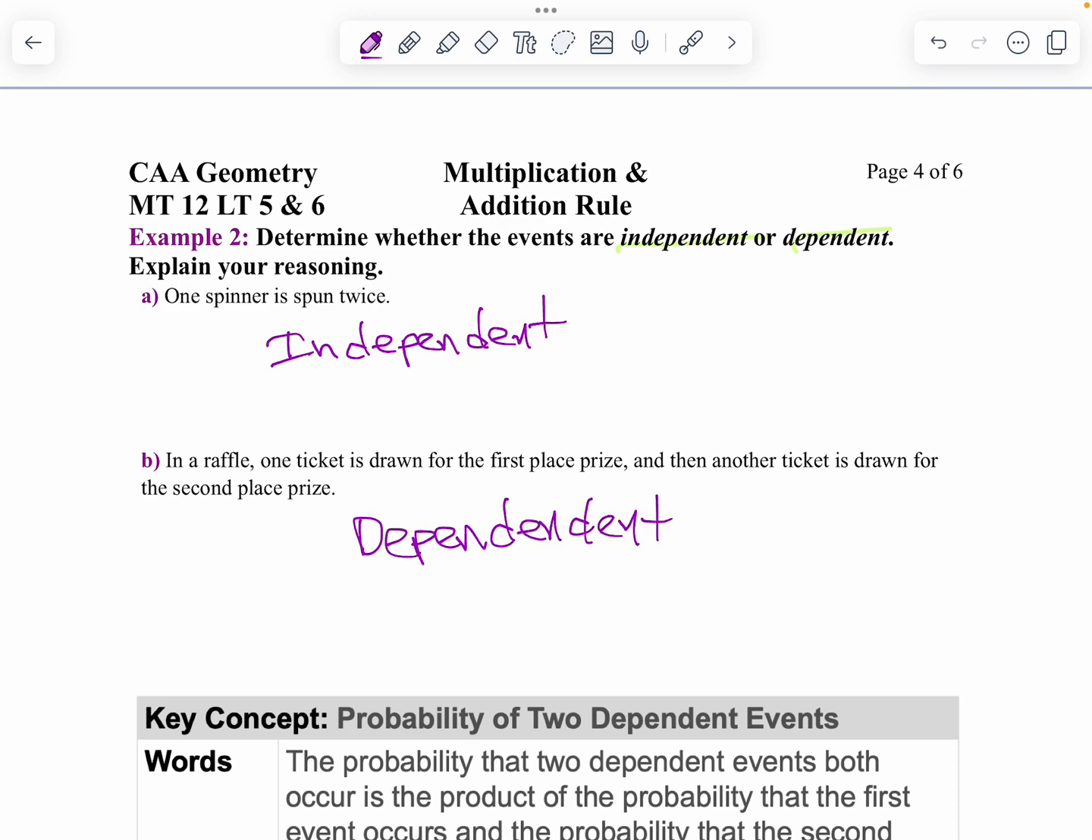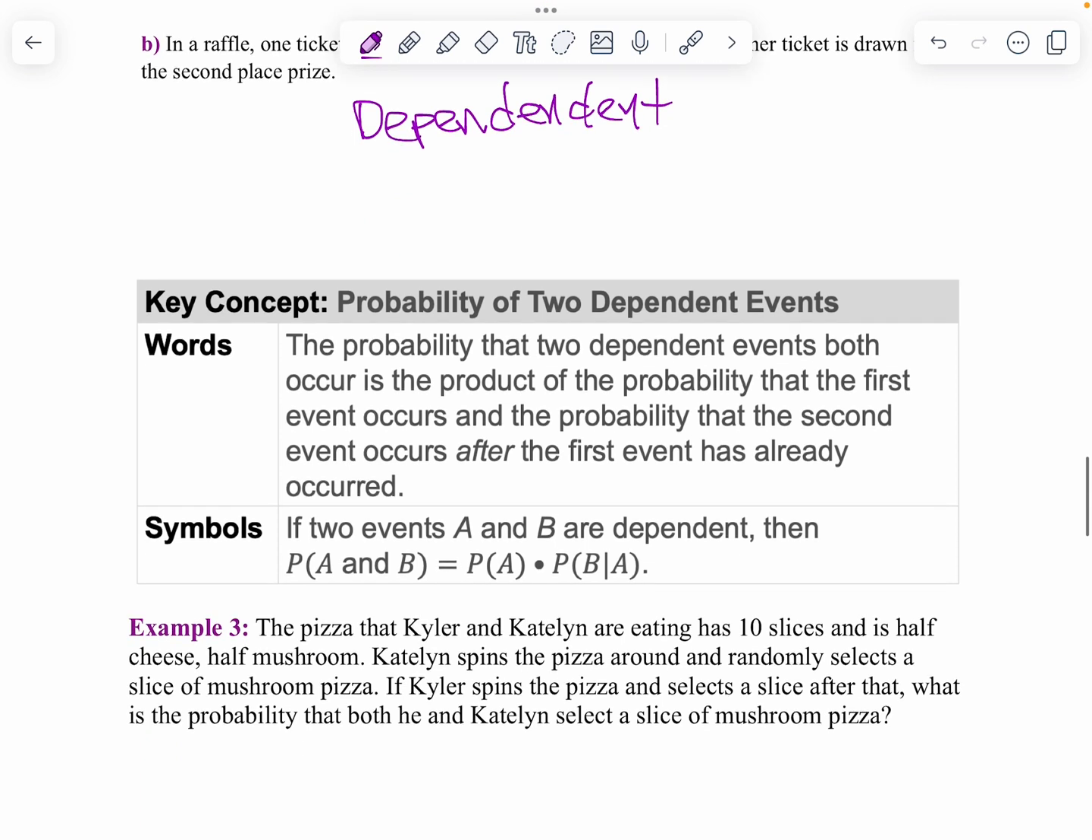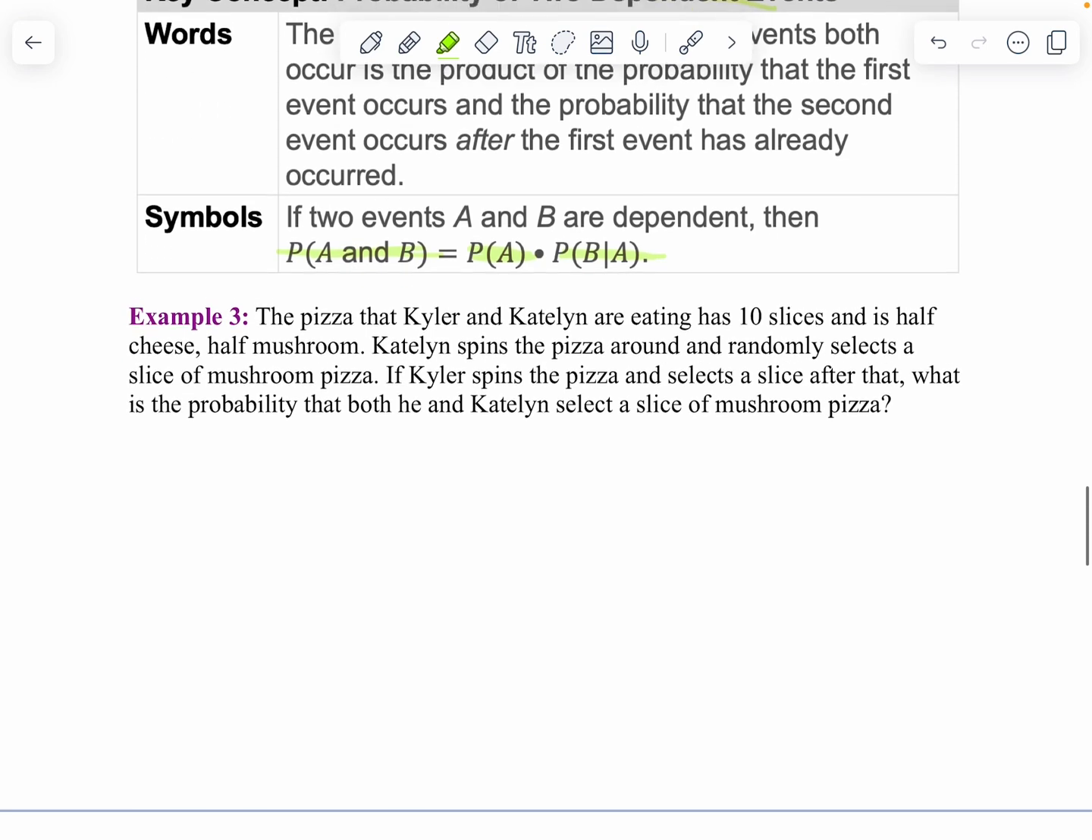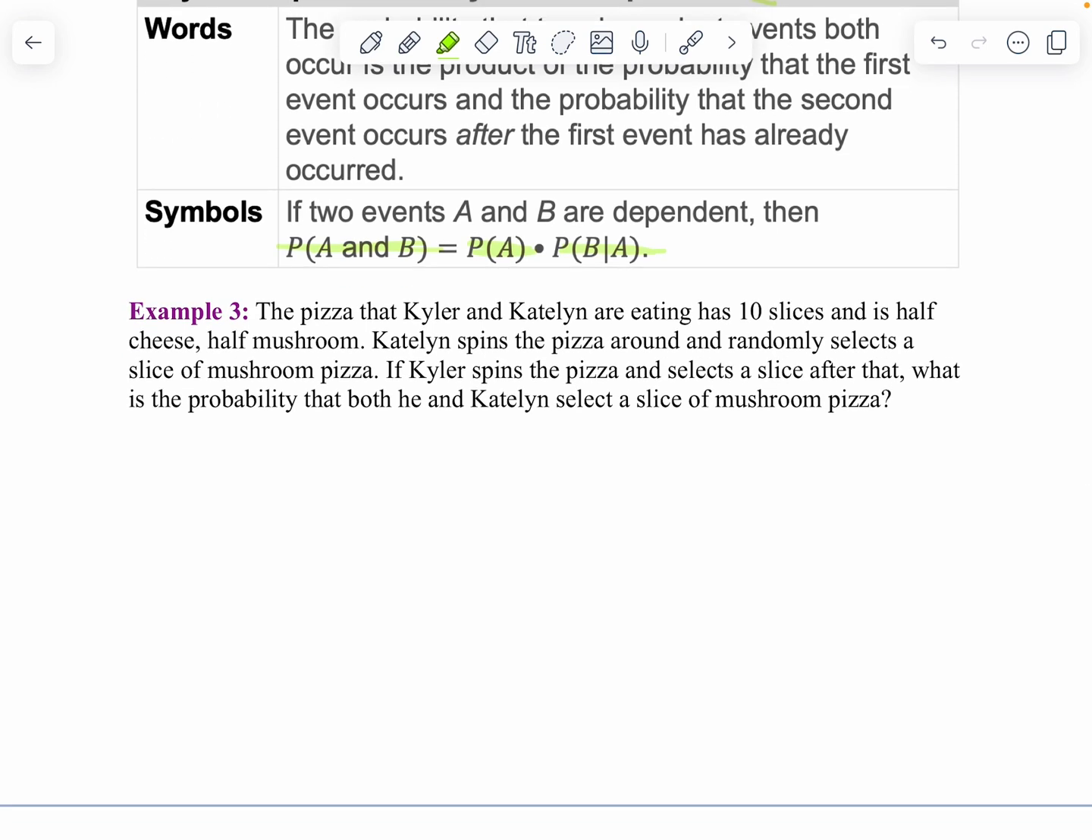Now, we still multiply for dependent events, but the difference is the probability of the second one is affected. So what happens is we're going to say, to find the probability of A and B, I'm going to find the probability of the first one times the probability of the second one given that A occurred. So we're just going to assume that our first event was successful, and then we'll look at the probability of that.